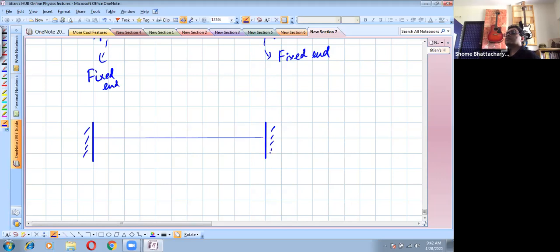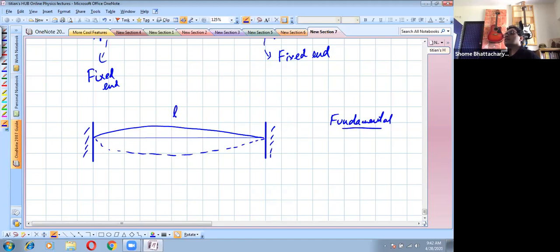So the fundamental mode looks something like this, where you have two nodes like this. So for the fundamental mode, the length of the string L becomes the distance between two consecutive nodes. Okay, so the frequency becomes 1 by 2L square root T by mu.